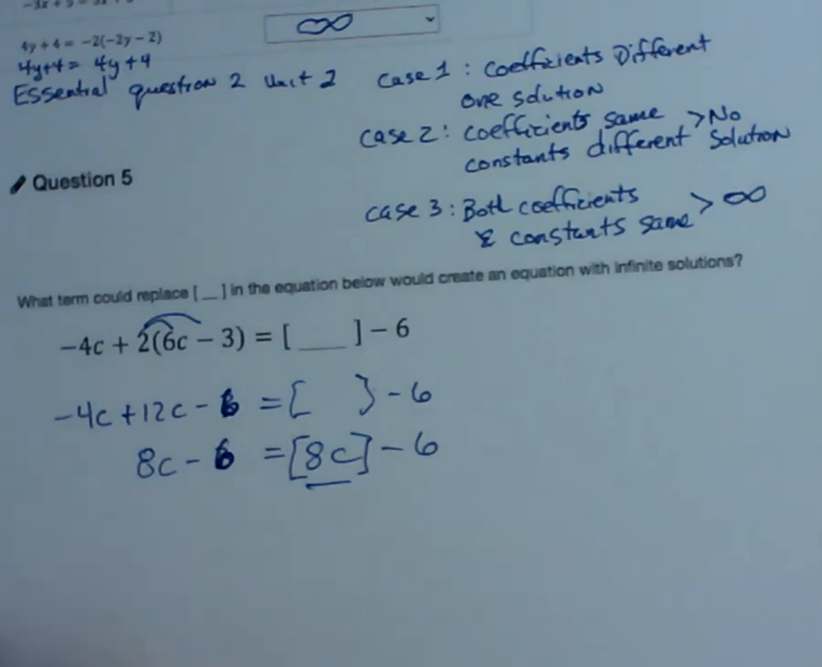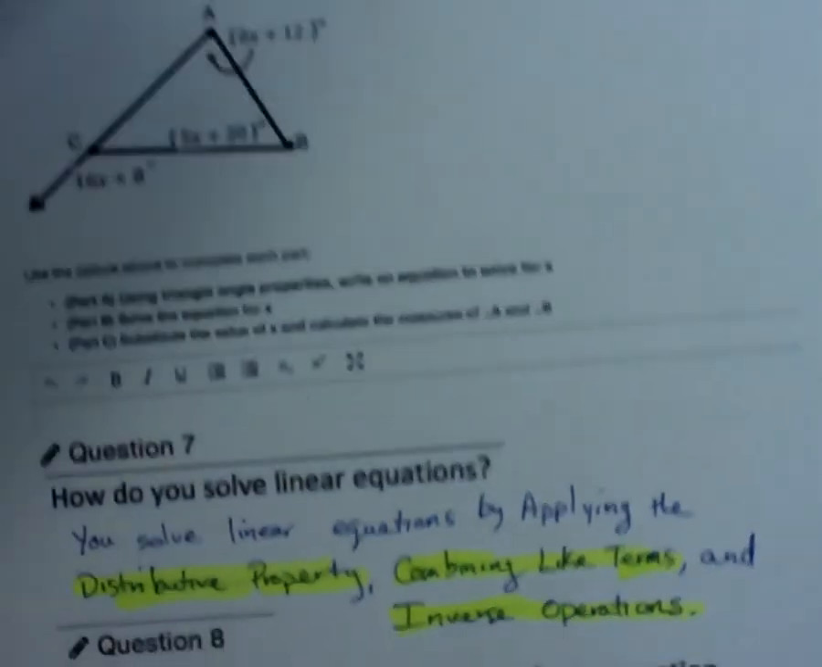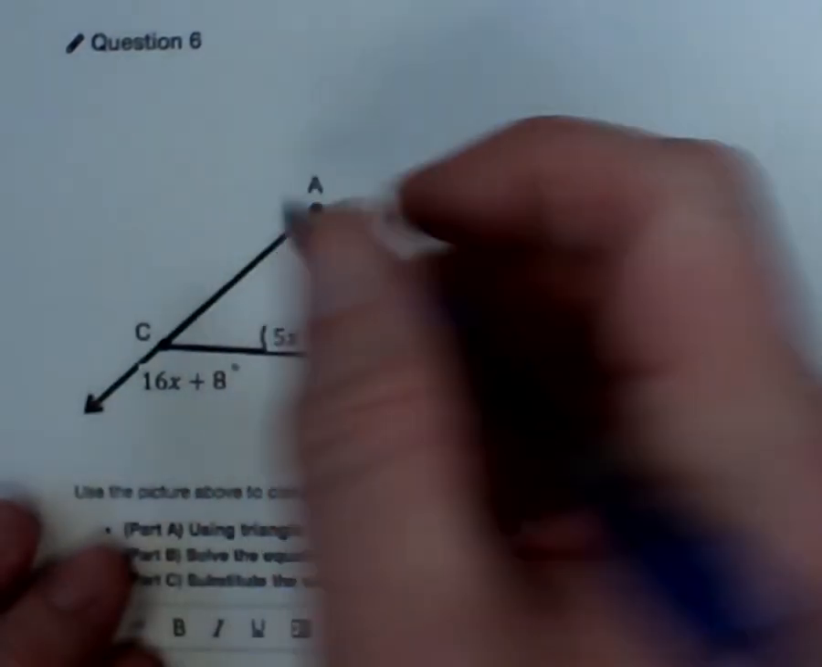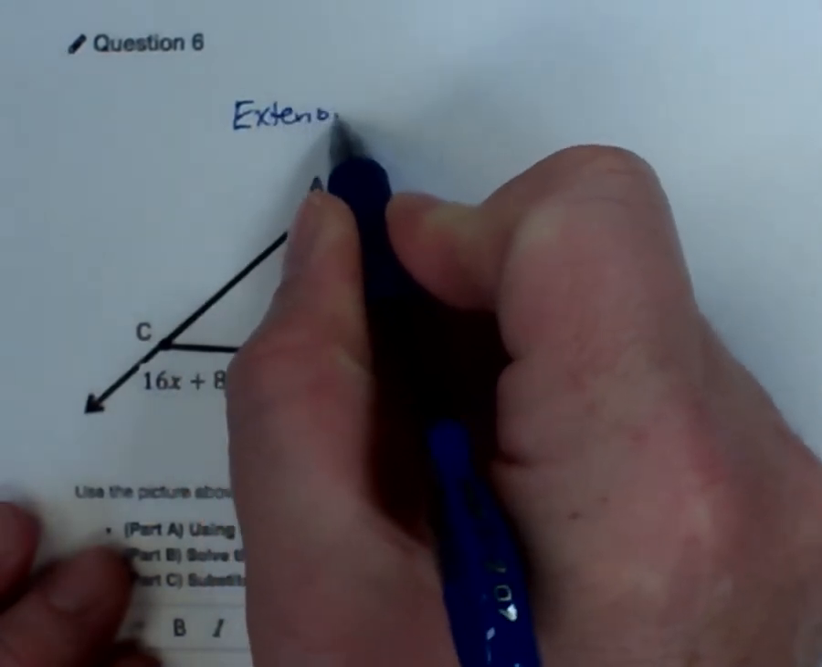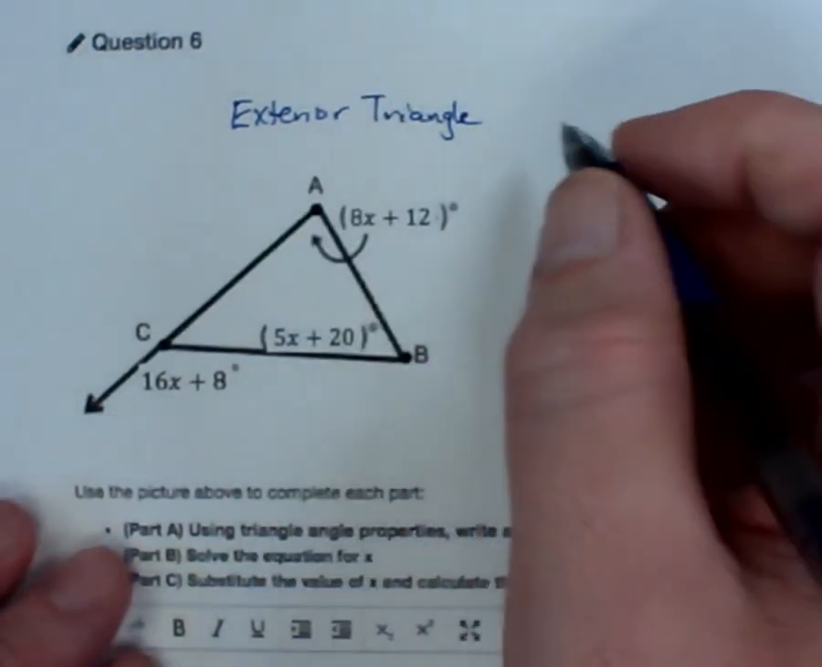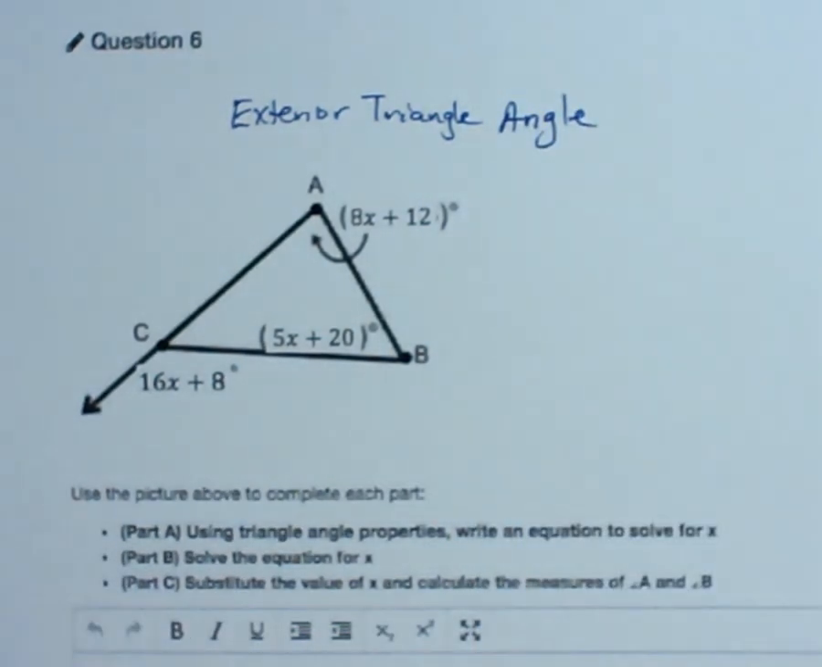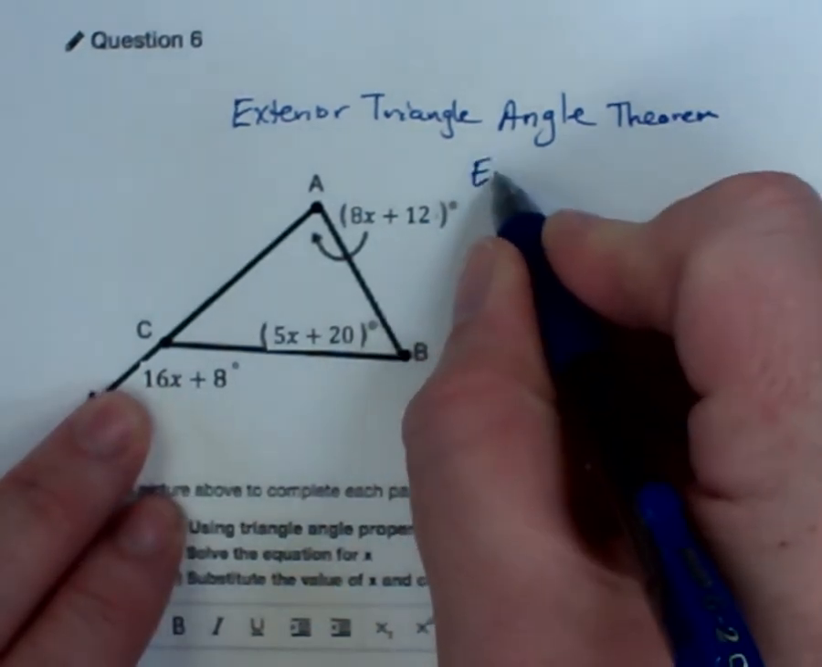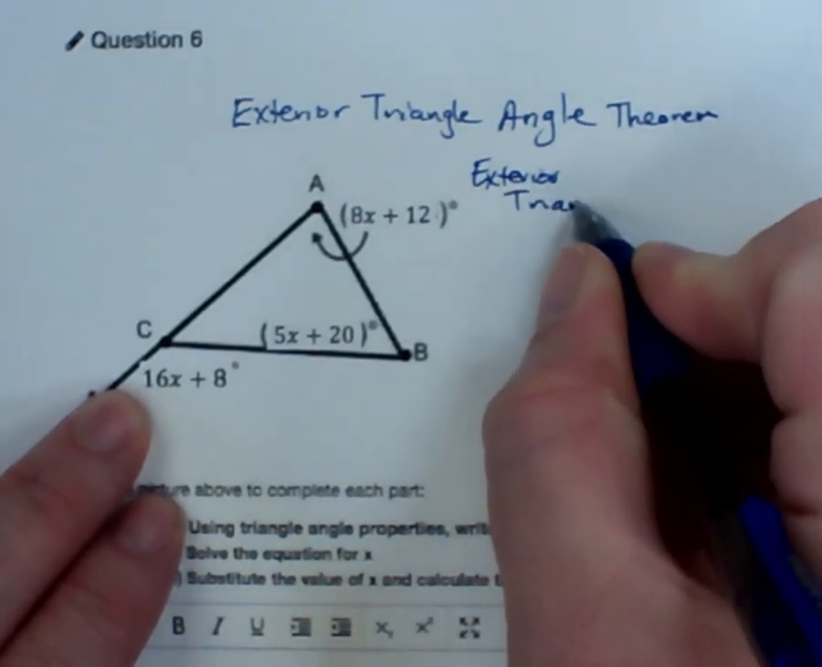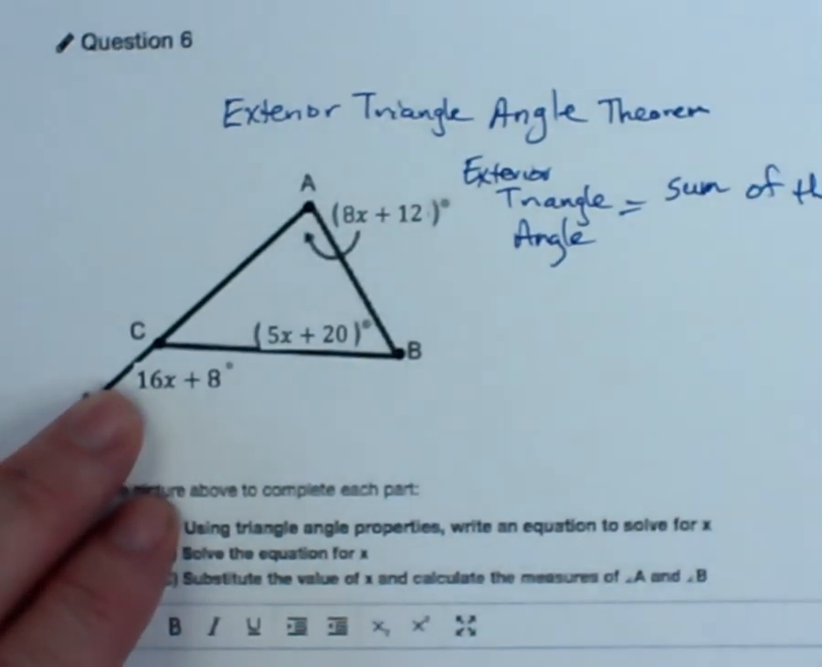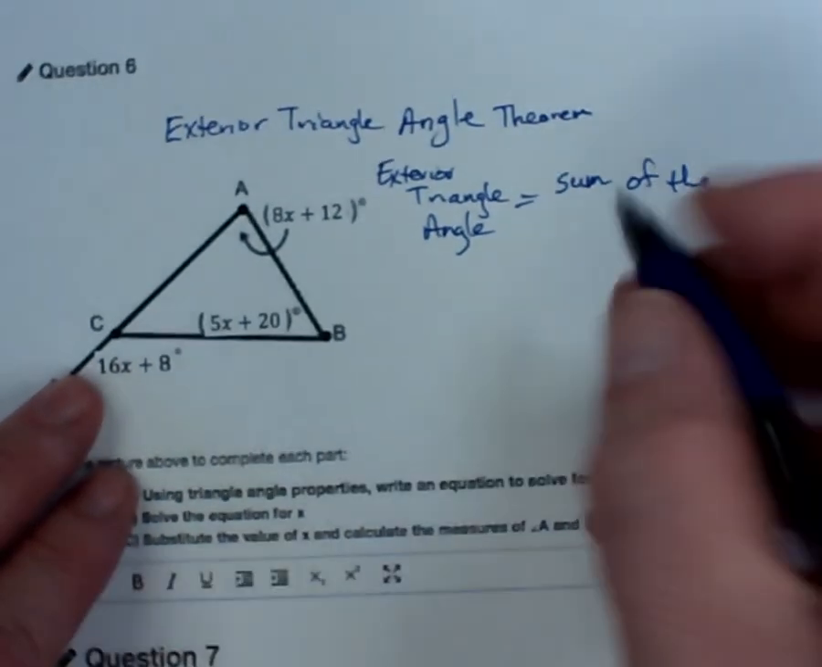Question 6. Okay, so we have some geometry from Unit 1 coming back over here. We have to apply that the exterior triangle. Did we do 5? Yeah, that was 5. That was question 5. Exterior triangle angle theorem. That states that the exterior angle of a triangle equals the sum of the two remote interior angles.